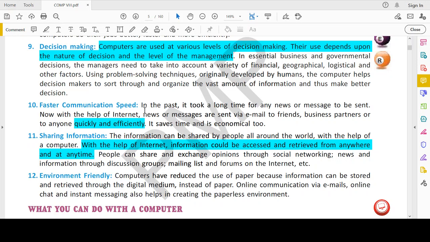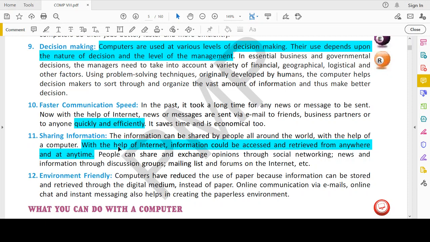So previously when there was no internet, people used to use the postal services and it would take days to reach a message. But now you can send message quickly and efficiently.